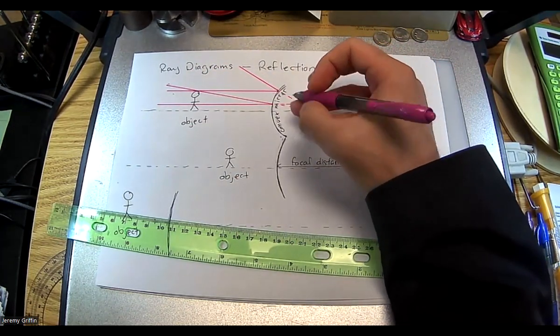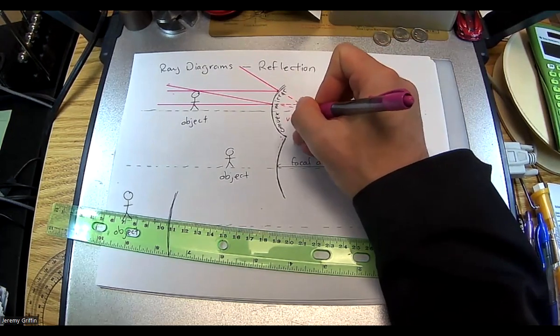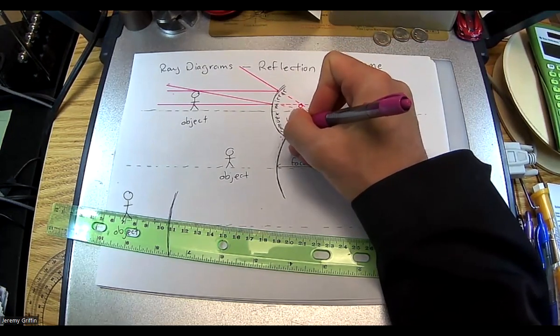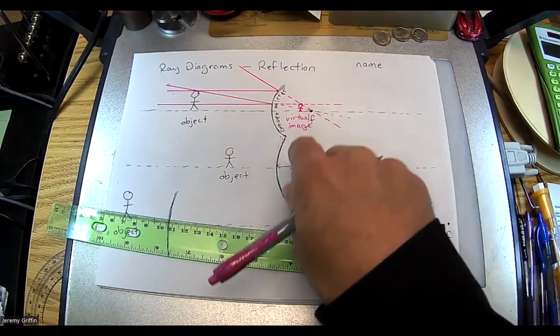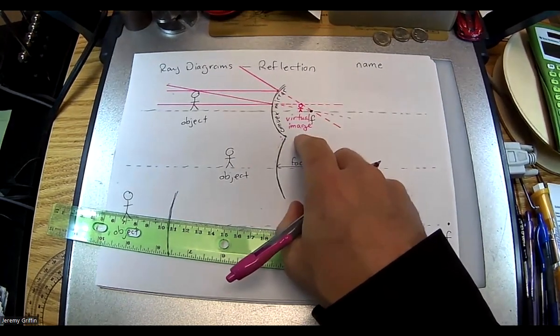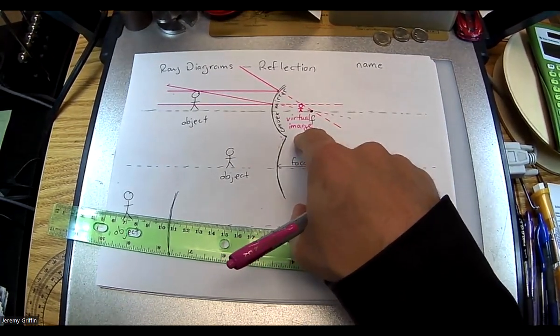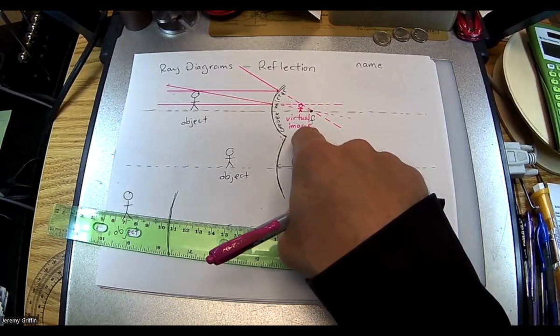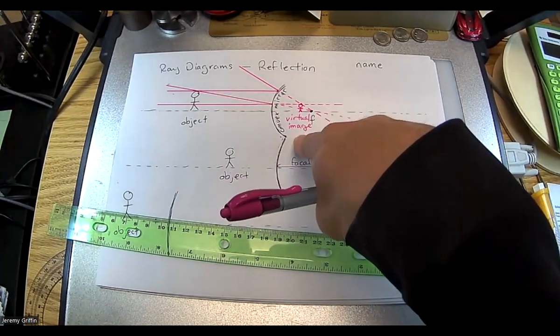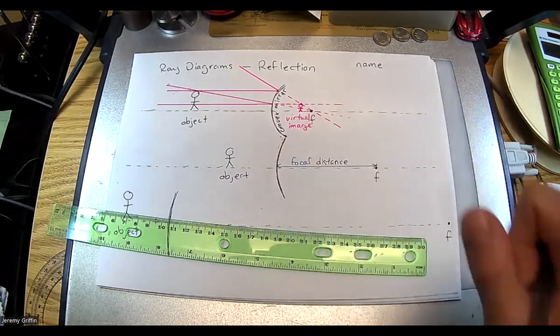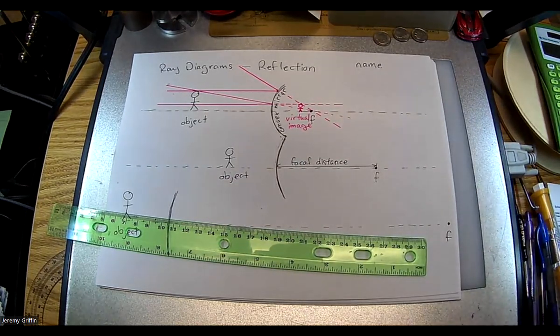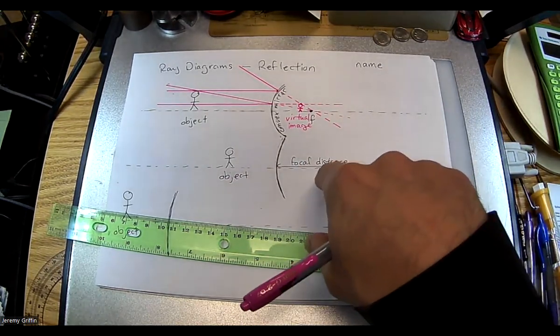And the fact that it's on the opposite side, I'll call this a virtual image. Virtual just means it looks like it's on the opposite side of the mirror, just like a regular mirror. If you look in a plane mirror, it also creates a virtual image. You guys got that? Okay. Now, second scenario.